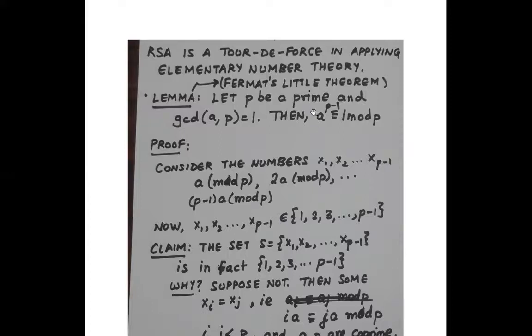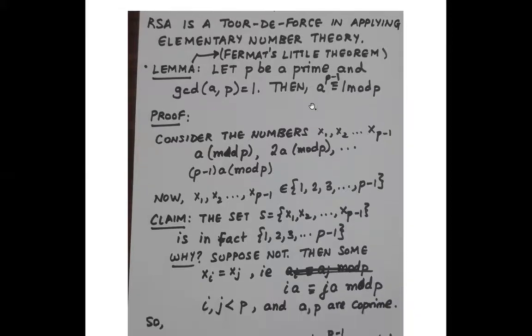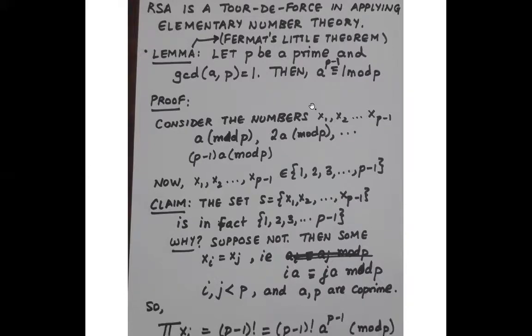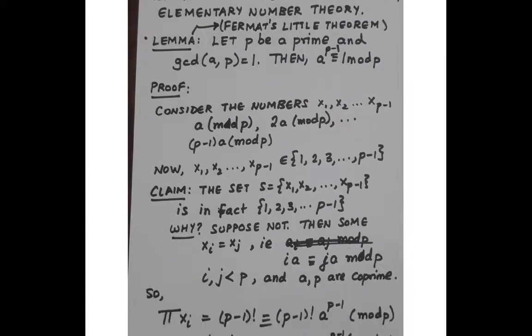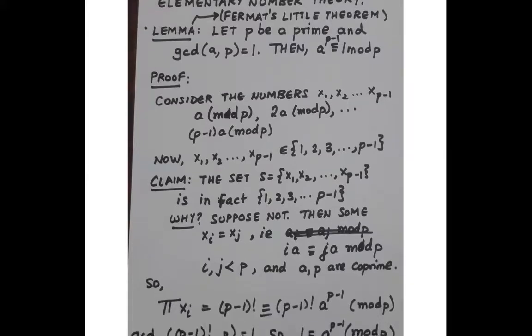I'm telling you this because RSA is going to be based on a slightly more complex version of this theorem, which we are going to get to. But this is a fairly well-known theorem in basic number theory. The proof is also actually not that hard. It is some simple combinatorial tricks and it just falls out. So here's the sketch of the proof. Let us say that I were to consider the numbers x1, x2, and so on till x(p minus 1), which are defined like this.